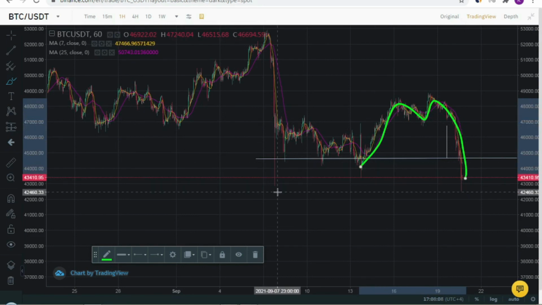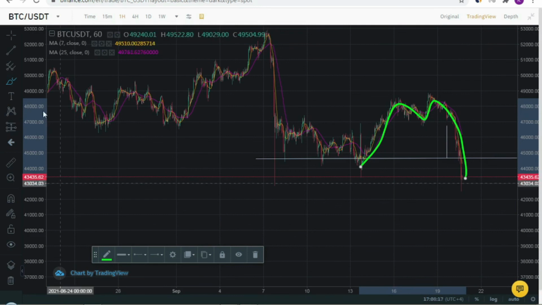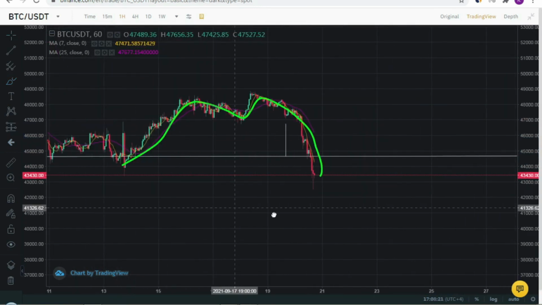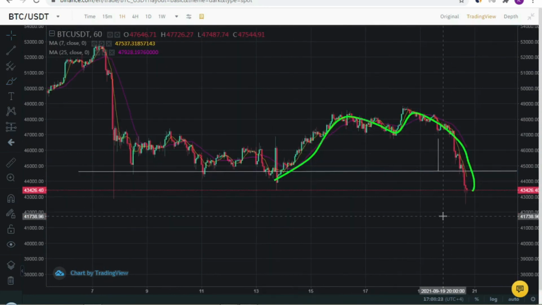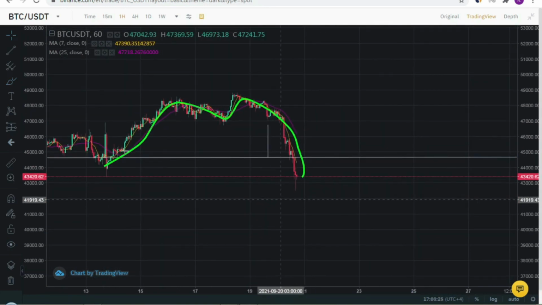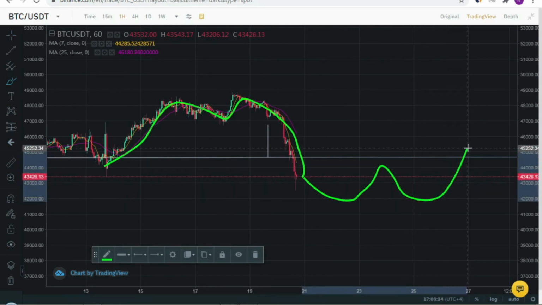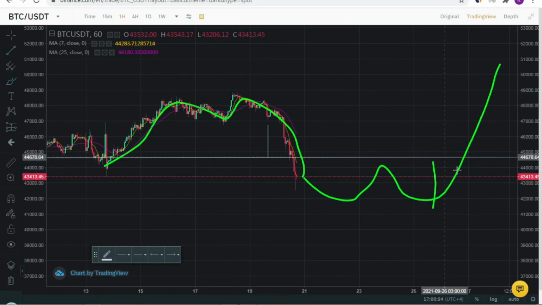The only way that this will not be followed by a pump is if we close below the line we drew here and we continue to go down. That's the only way it will not be followed by a pump. Because generally after a double top like this, we need to have a double bottom. Of course, we need to have another double bottom somewhere like this and like this, and every double bottom is followed by a significant pump.